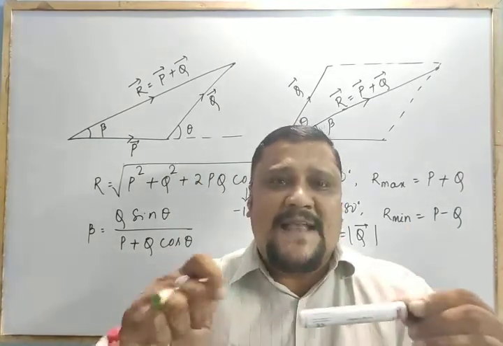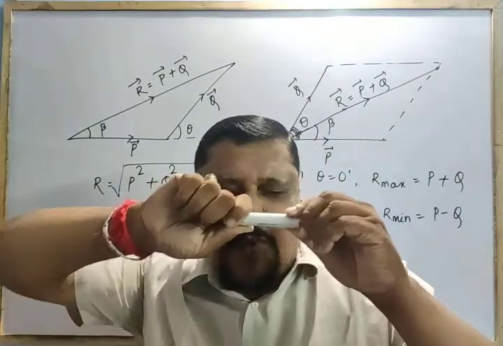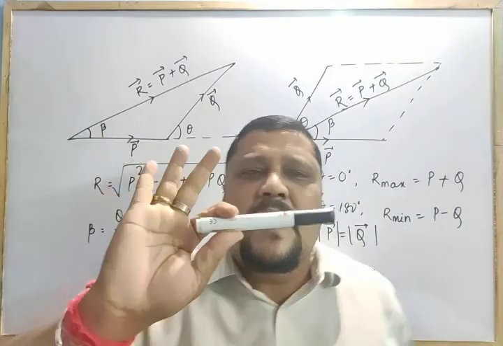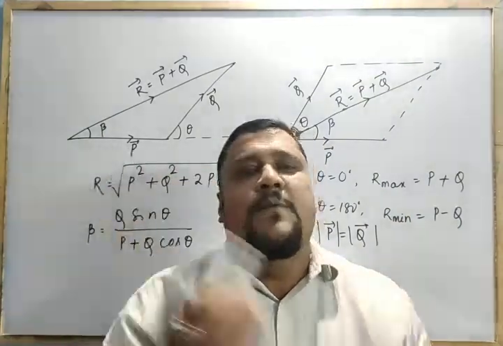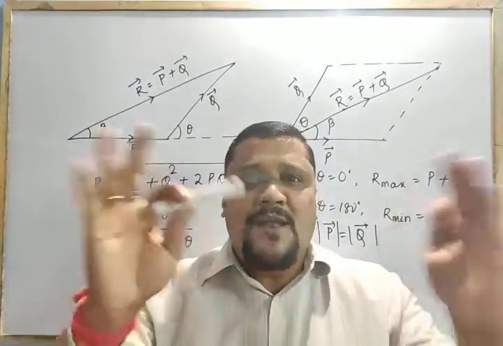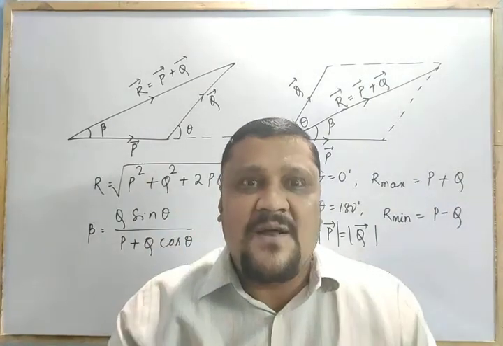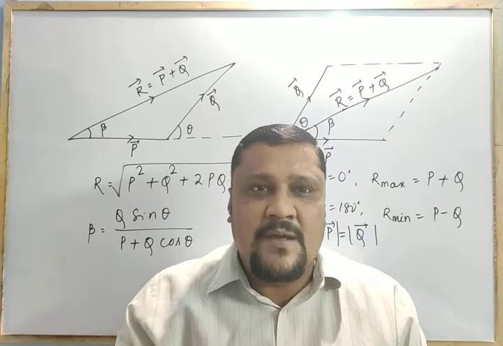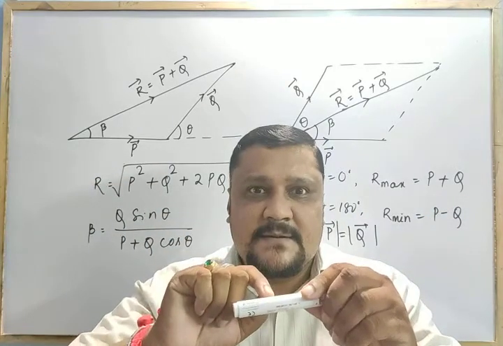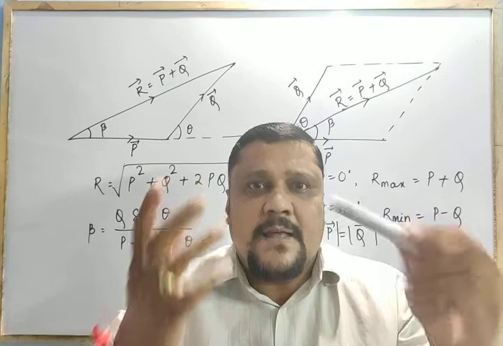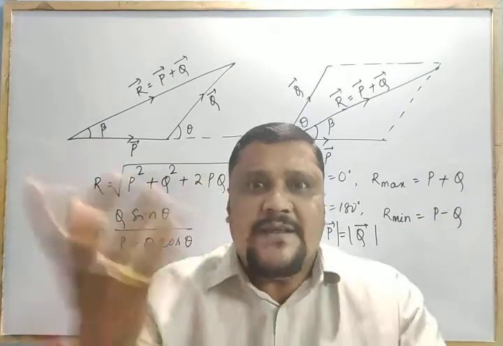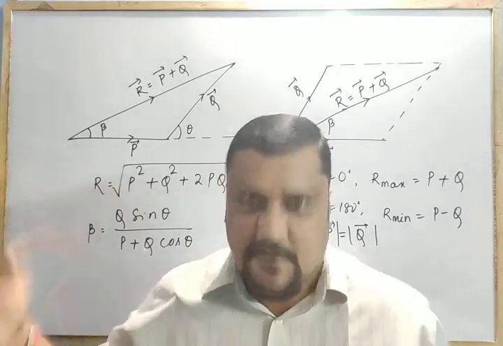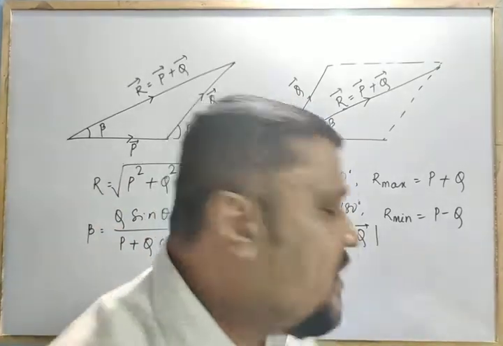The two vectors are anti-parallel. You are applying a force of 5 Newton in this direction. Your friend is applying 5 Newton in this direction. What happens to this body? The body will not move. This is called equilibrium. You are applying two forces, but the body has no effect. There is no resultant. This is the equilibrium condition. We will discuss that later. So this is called equilibrium.